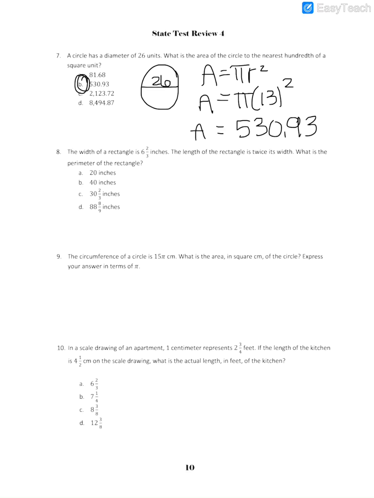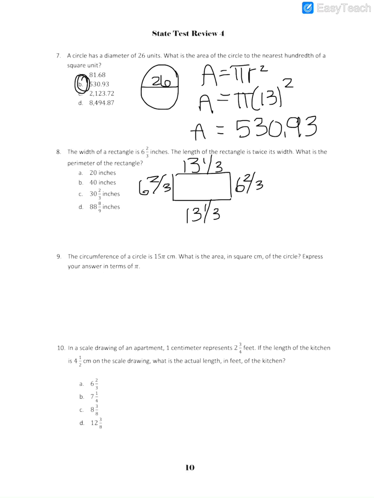Number 8, the width of a rectangle is 6 2/3 inches. The length of the rectangle is twice its width. What is the perimeter of the rectangle? So I'm drawing a picture. I'm labeling the width as 6 2/3. And then my length is going to be twice as much. Okay, so I need to do 6 2/3 times 2. Okay, so that gives me 13 1/3, and that is my length.